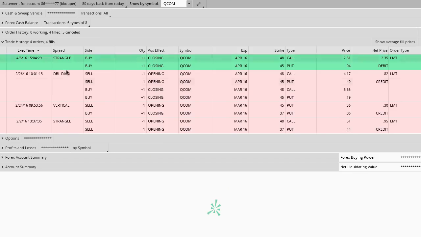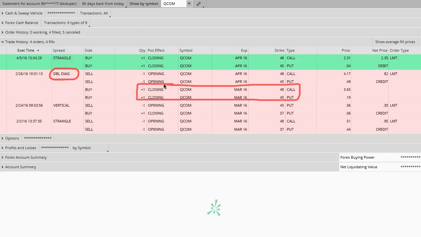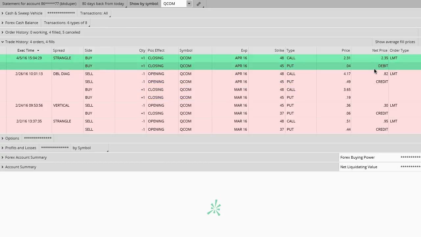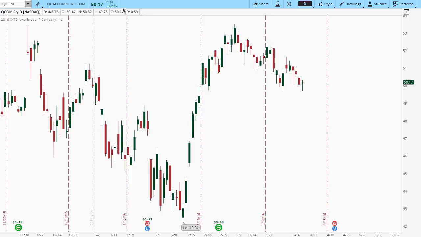So here's our trade. Again, we do our double diagonal, which is how we rolled this entire thing. We closed out of our March side, the 48 calls, the 45 puts, reopened the exact same strikes in the next month, which is April, and took in a big $82 credit. So now our total credit is about $2 in this trade.